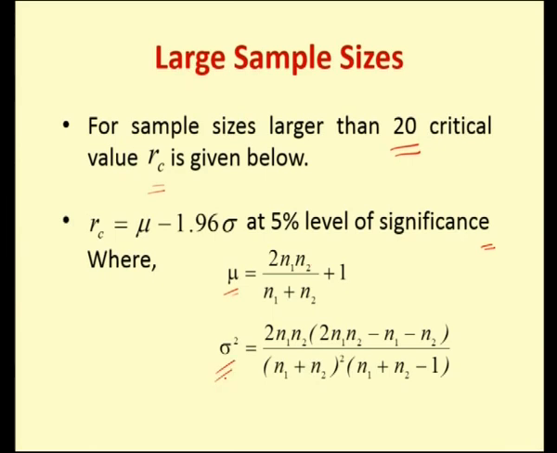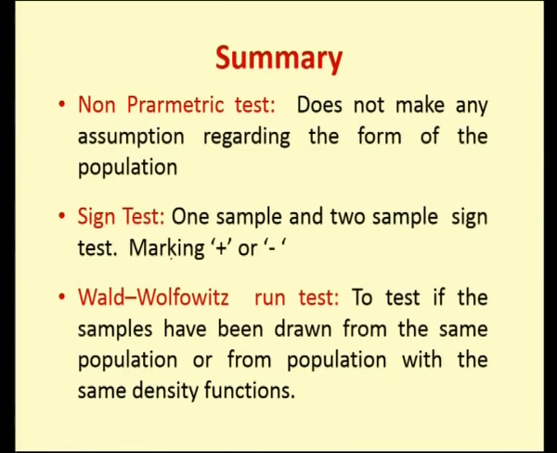Then you can find sigma squared using this particular formula. Getting the values of mu and sigma, substitute here, you will get your RC value, compare it and draw the inferences. So in today's class we have discussed the non-parametric test. I have said that a parametric test keeps the normality conditions, whereas a non-parametric test does not make any assumptions regarding the form of the population and there are no normality conditions.